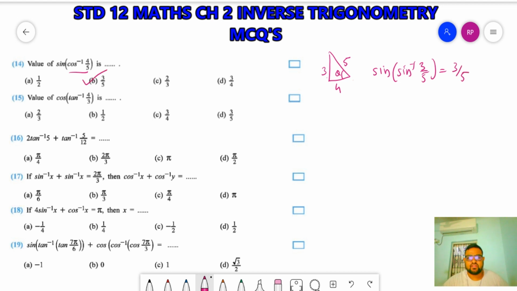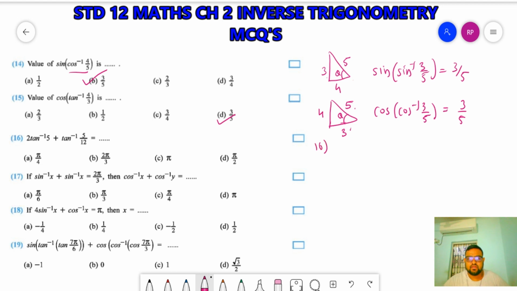Here for 15th, it's just similar. Now this is tan theta, so 4 by 3, opposite upon adjacent. So again the triplet Pythagoras, 3, 4, 5. Okay, so now I can convert this as cos of cos inverse, adjacent by hypotenuse, 3 by 5. Again the answer is 3 by 5.